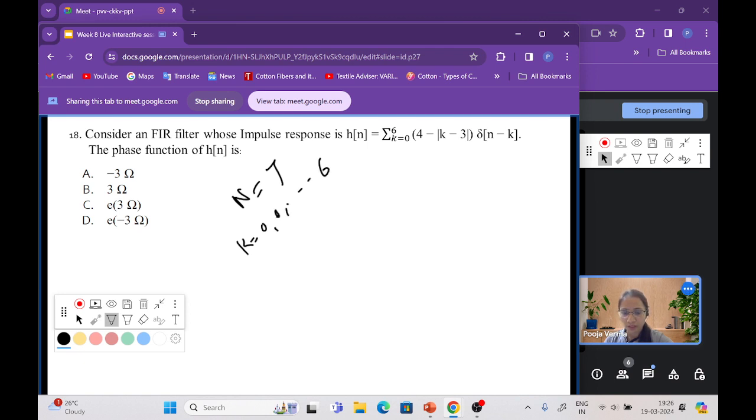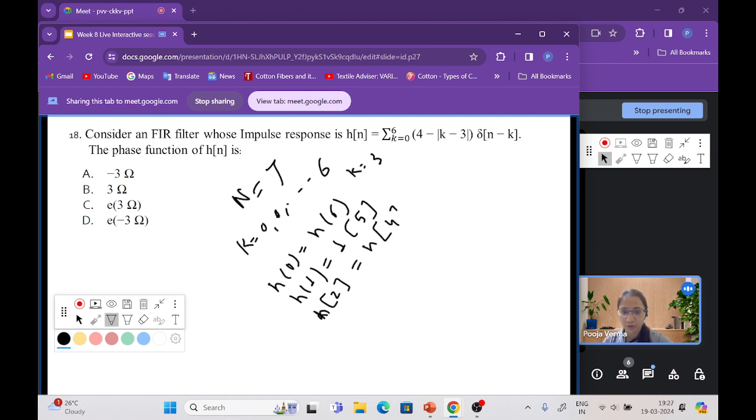If k varies from 0 to 6, that is 0, 1, 2, up to 6, it must be symmetric about k equal to 3. So h of 0 must equal h of 6, h of 1 must equal h of 5, h of 2 must equal h of 4, and h of 3 equals h of 3. Now, in order to find the phase function of h of n, first we need to put the values of k here and find the values of h. Similarly, we can find the z transform of that function also.